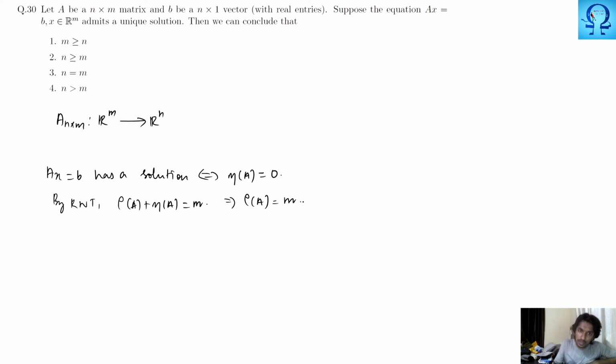Right? So if the rank of A is m, then this has to be smaller than or equal to n, because the rank of A is what? Smaller than or equal to the minimum of m and n. We have this as equal to m. So n has to be bigger than or equal to m. So that is option 2.